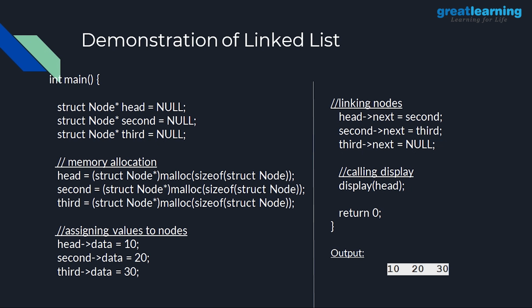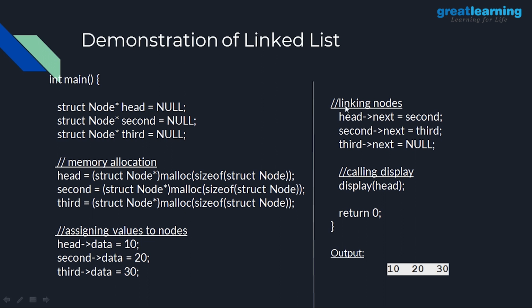Then how do we assign our values? We just do head arrow data, data is equal to 10, and then we assign data to the second node, which is 20, then the third node, which is 30. How do we link nodes? For example, the head node is linked to second, so how would we do that? Whatever is the address of the second node, please put that address in head's next.